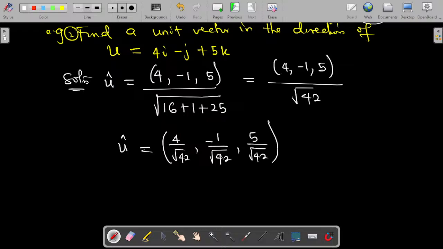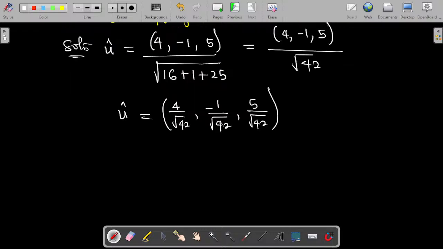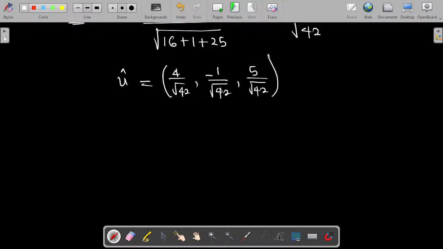Okay, so what is it going to be now? So that means that this is our unit vector that is in the direction of u. And like I usually would say, it's important that you always confirm that what you have done is actually true. Now, can we confirm that this is a unit vector?